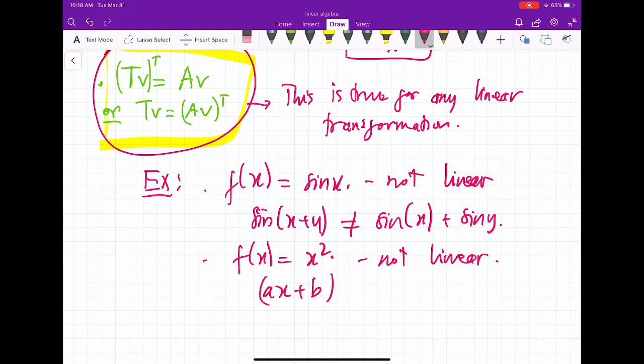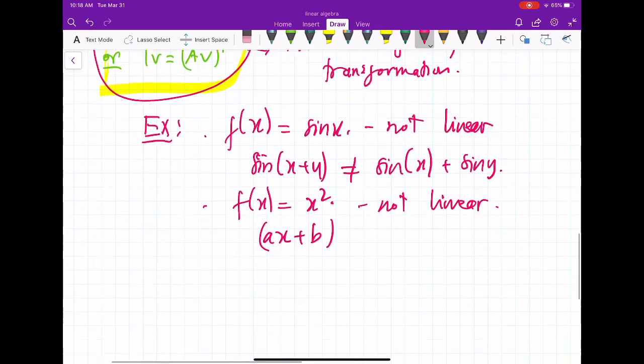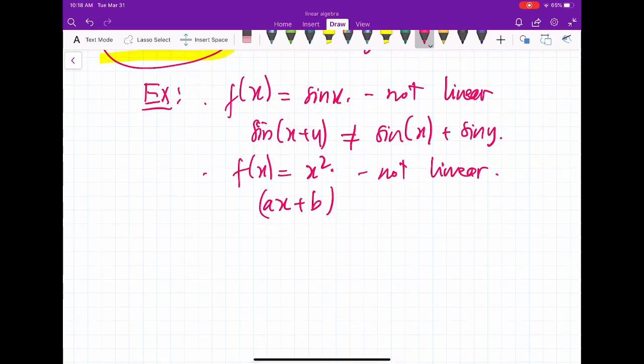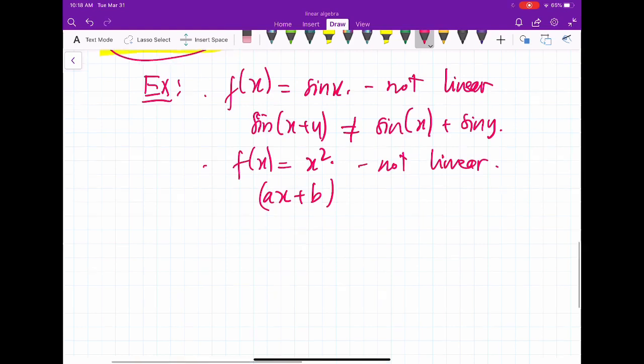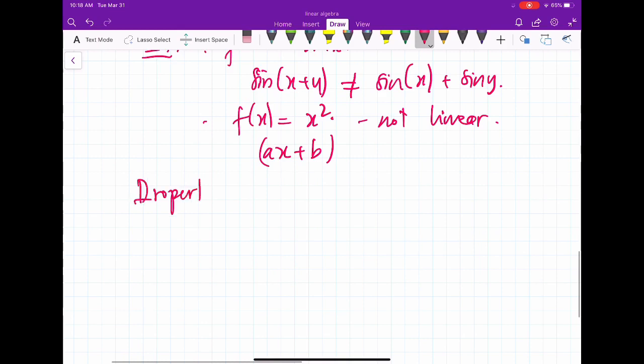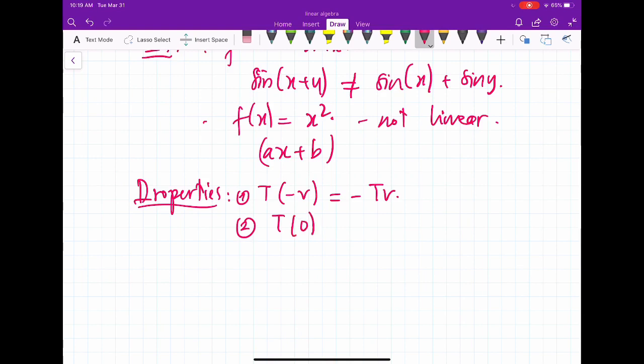Right? So that is really important. Given that we have only linear functions in here, but actually they are really important. Let's consider properties of linear transformation. We have T of negative v. It should be negative Tv. The second one, T of 0 should be 0.